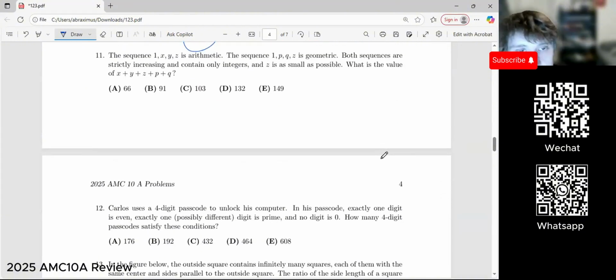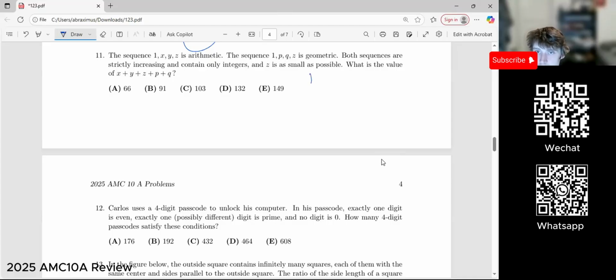The sequence 1, x, y, z is arithmetic. The sequence 1, p, q, z is geometric. Both sequences are strictly increasing and contain only integers, and z is as small as possible. What is the value of x plus y plus z plus p plus q?